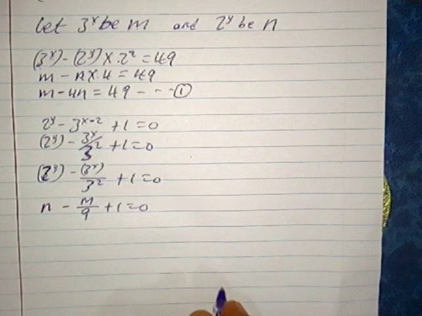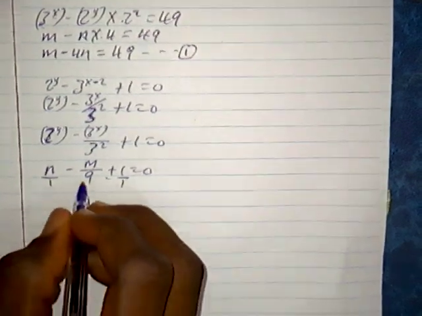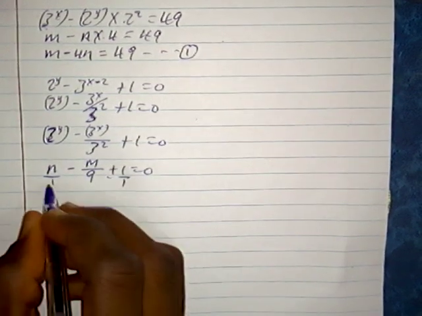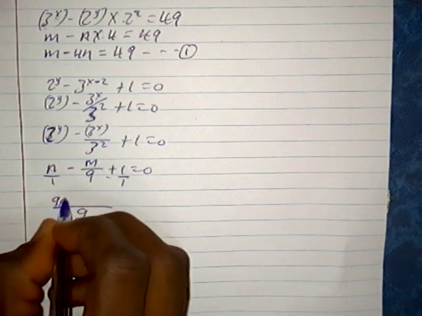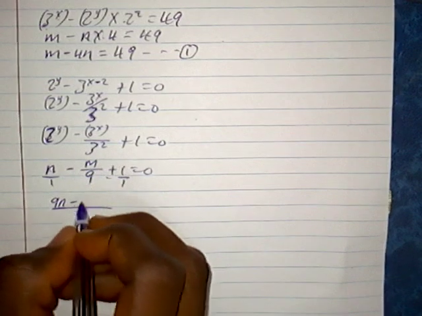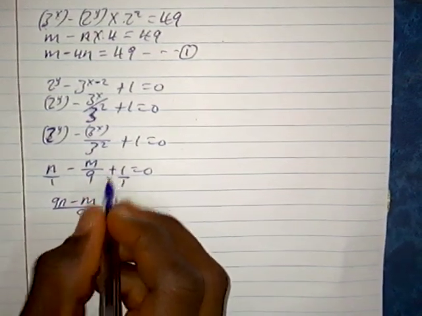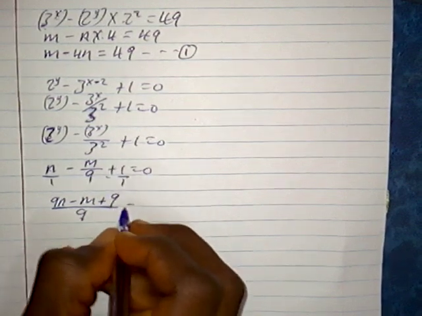Do you see? Now, what are we going to do? Get a denominator of 1 here. Find the LCM. What is the LCM? It's 9. 1 into 9, 9 times; 9 times n is 9n minus 1. 9 into 9, 9 times; 9 times m is m, right? 1 into 9, 9 times; 9 times 1 is 9, equals 0.